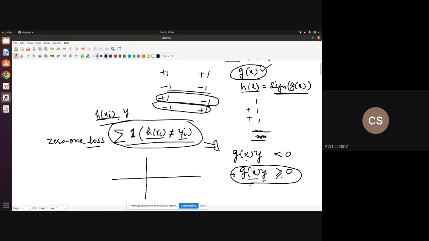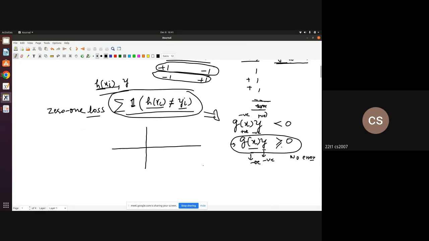The other case could be that y is negative and g of x is negative, then the multiplication will be positive, hence it will be greater than or equal to 0. So this is the case when there is no error, right? And when an error happens, what will be that scenario? Let's say y is positive and g(x) is negative. So the whole thing will be negative. This is negative and this is positive, and the multiplication is negative. So this is an error scenario.